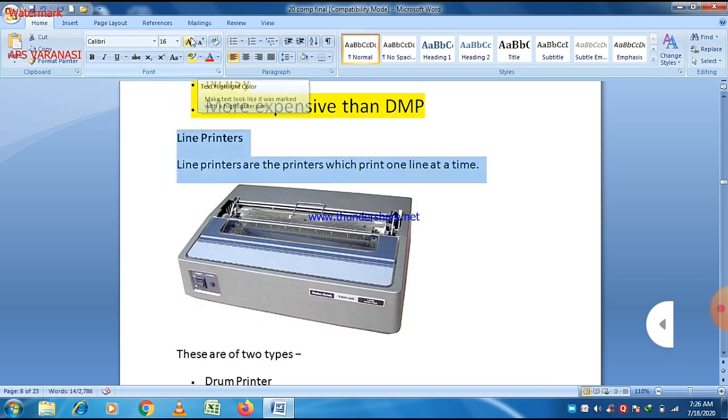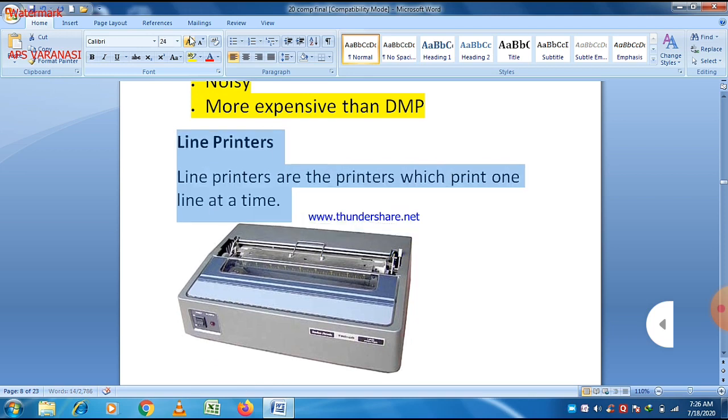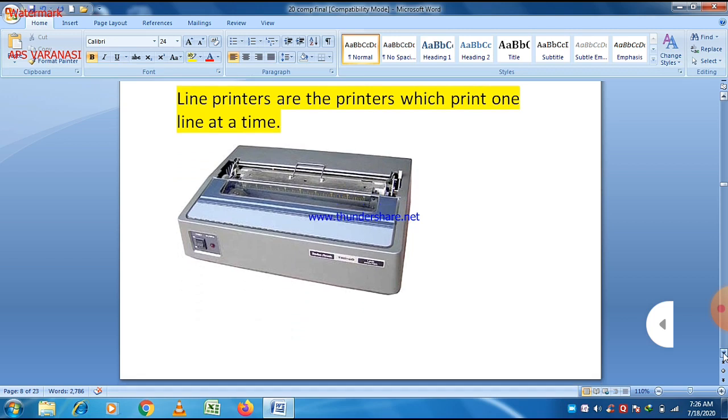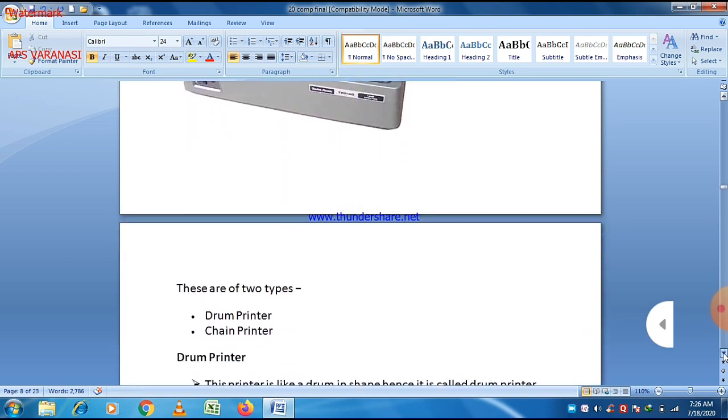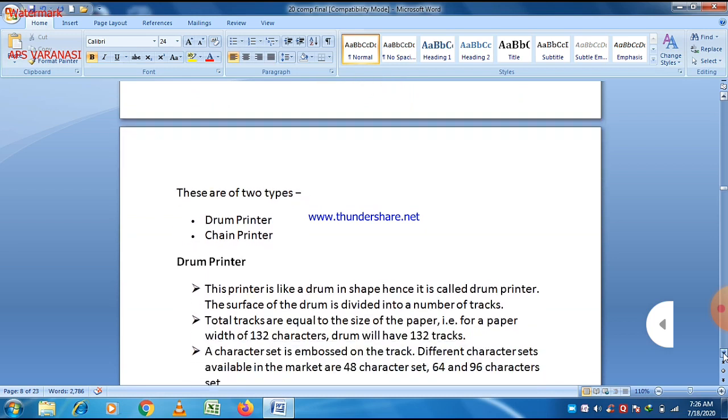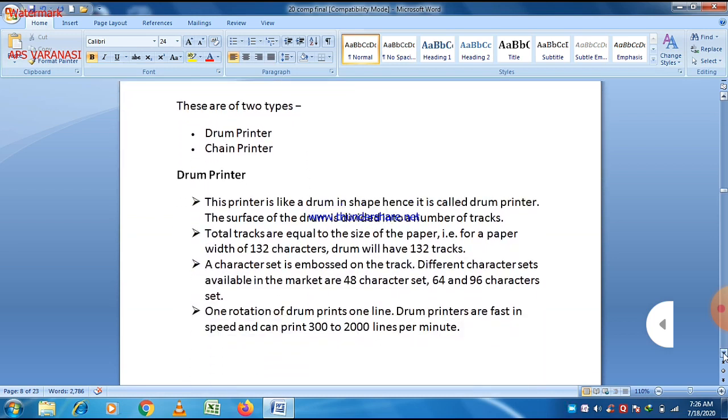Next is the line printer. Line printers are printers which print one line at a time, so they are called line printers, and their speed is much higher than dot matrix printers. You can see this is a diagram of a line printer here, and these are again of two types, drum printer and chain printer.